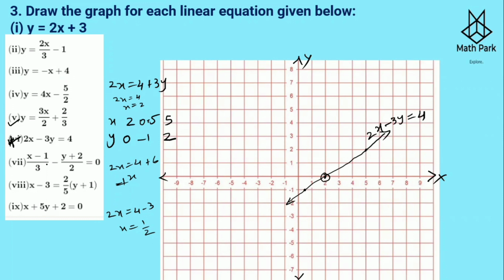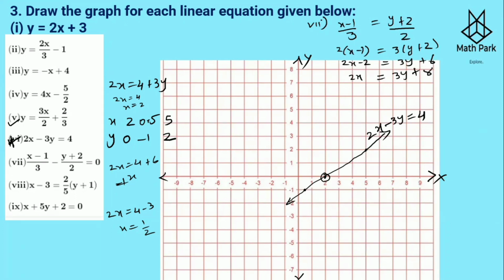Now the seventh one, we will be simplifying this equation first. So we have x minus 1 upon 3 is equal to y plus 2 upon 2. Simplify, so you get 2 in bracket x minus 1 is equal to 3 in bracket y plus 2. So we get 2x minus 2 is equal to 3y plus 6. So if I want to make x the subject, then 2x is equal to 3y plus 6 plus 2, which is 8.